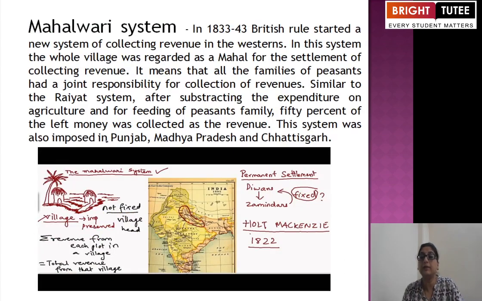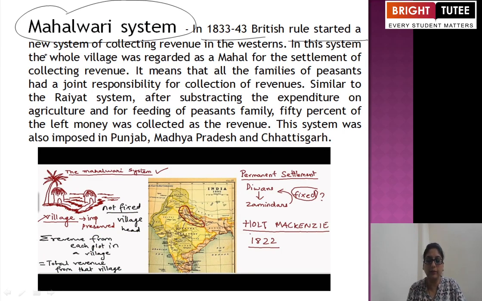Now the third system is the Mahalwari system. In the Mahalwari system, it was from 1833 to 43. Again, the British rule started a new system of collecting revenue in the western region. In the first one, if you remember, zamindars were there. In the second one, there was direct contact with the peasants or the farmers. Now in this system, the whole village was regarded as a mahal and a unit of settlement for collecting revenue. It means that all the families of peasants had a joint responsibility for collecting revenues. That means one village had to pay one revenue collectively.